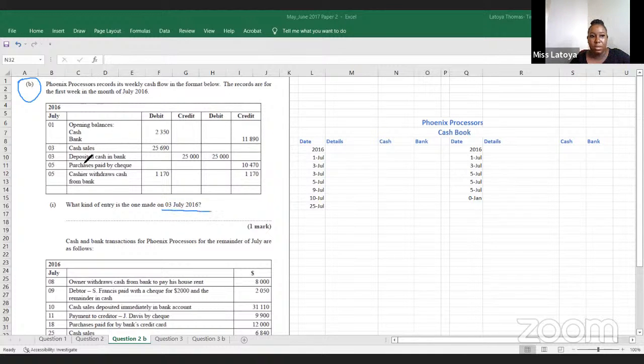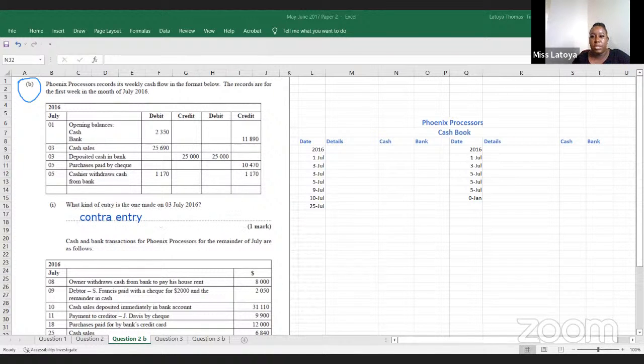Let's look for that, the 3rd of July 2016. What is happening here? As we can see, what kind of entry is made here? This is a contra entry, an entry where both the cash and bank are affected. This is an example of a contra entry, and you'll get 1 mark for answering that question. So it's a contra entry.